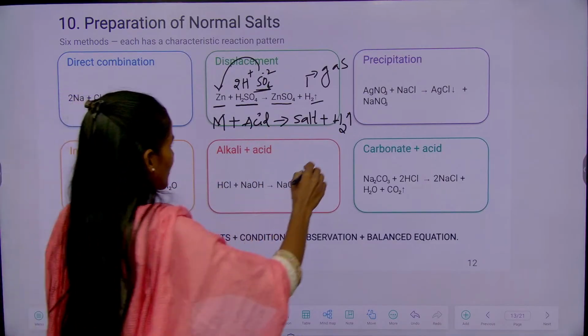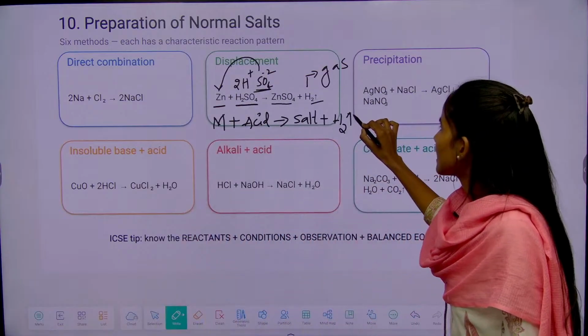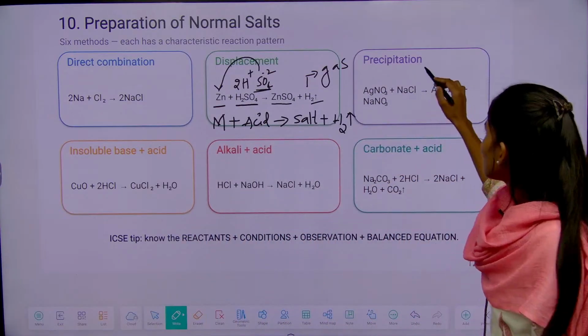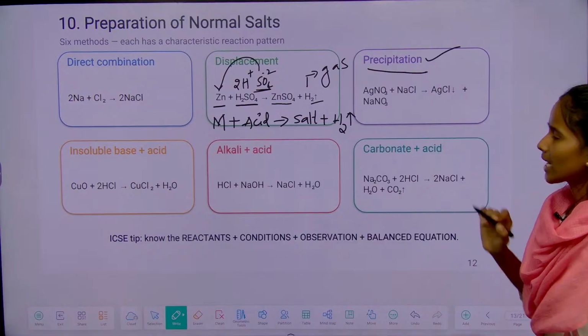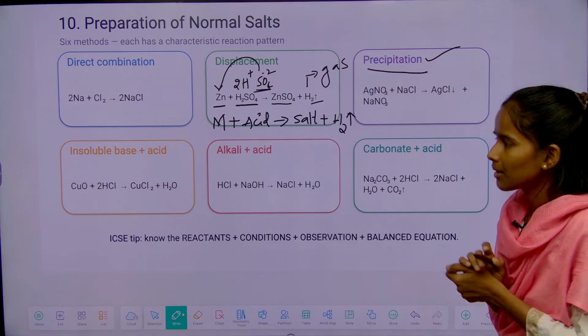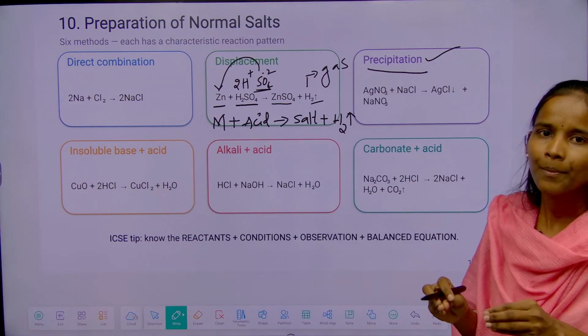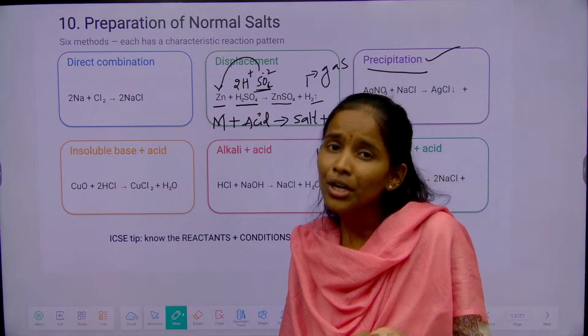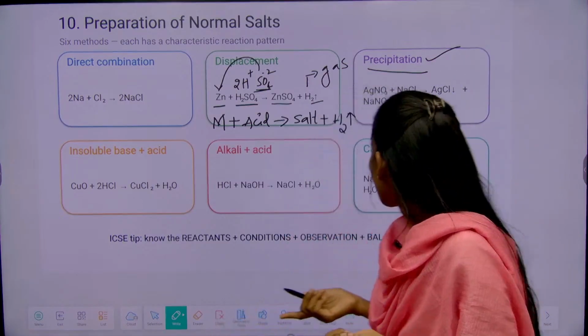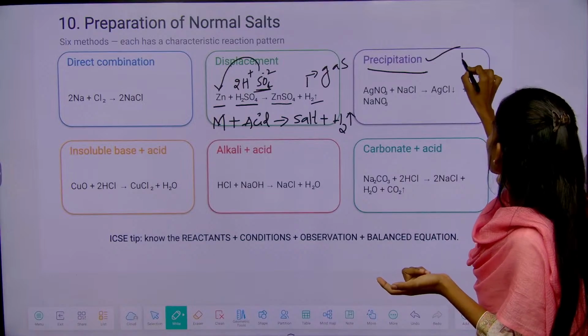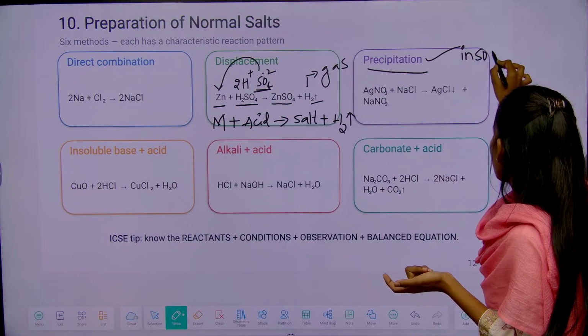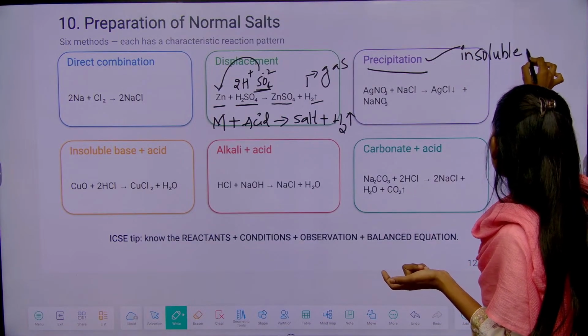Moving to the next one, and this gas we will represent with an upward arrow. Moving to the next one, precipitation reaction. Precipitation means in a reaction a precipitate is formed. What do you mean by precipitate? Precipitate means an insoluble solid.